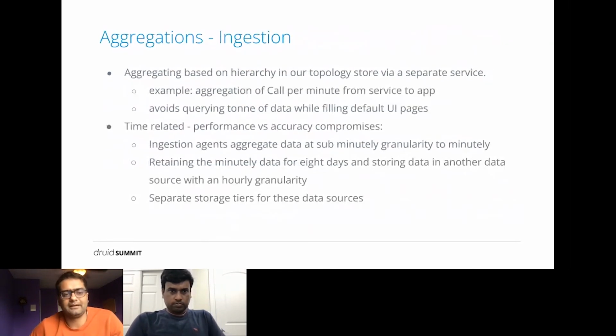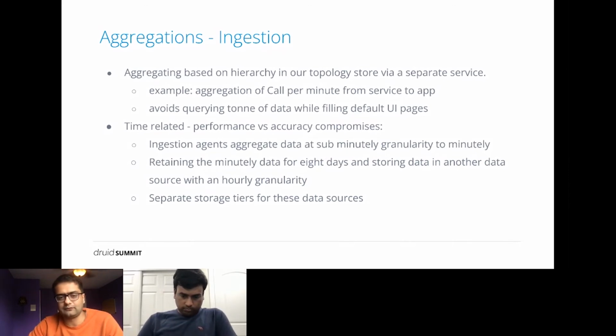So the last part of this presentation is aggregation. We wanted to do aggregation on two models. One was across the topology that we created, which we call the space aggregation. For example, we want to roll up metrics from a service instance to a service, aggregation of calls per minute from service to an app.